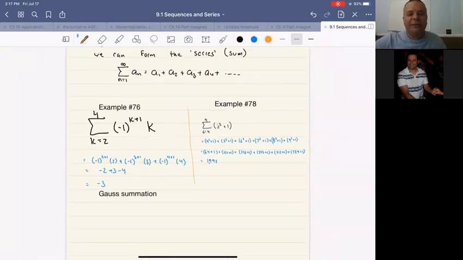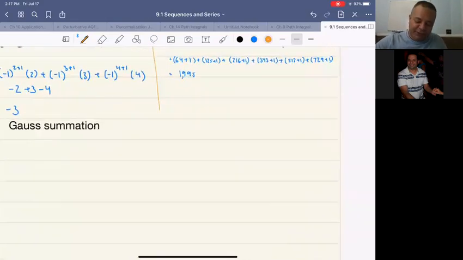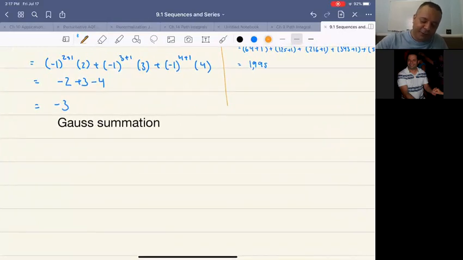Okay. Next thing, the last thing we're going to do today is talk about the Gauss summation. This isn't really part of the course, but since I have time, I'm not going anywhere. I'm stuck in my house for the next however many months. I could explain this to you.